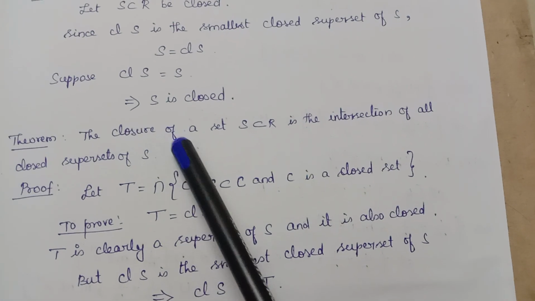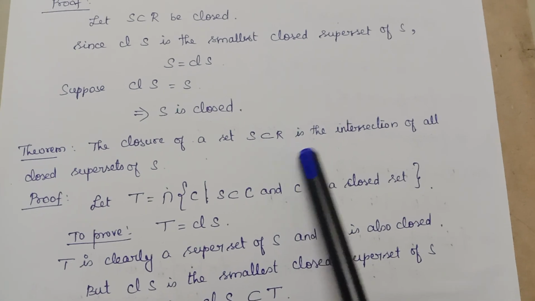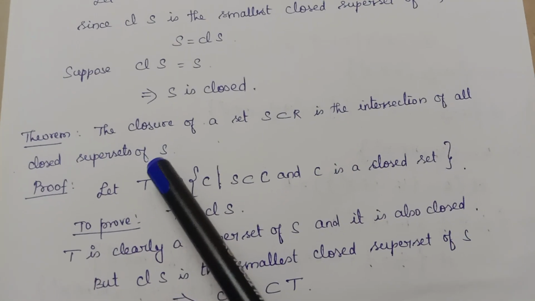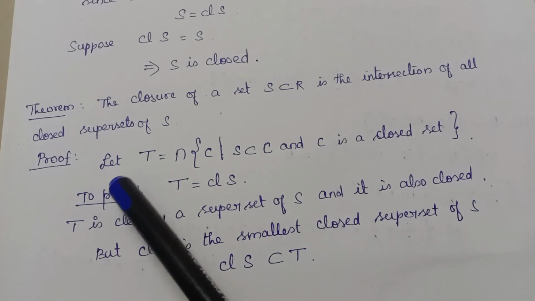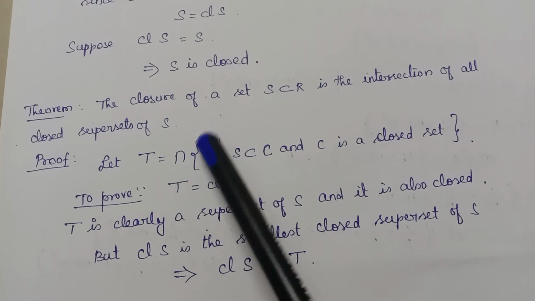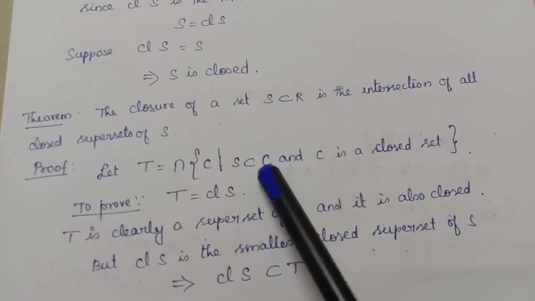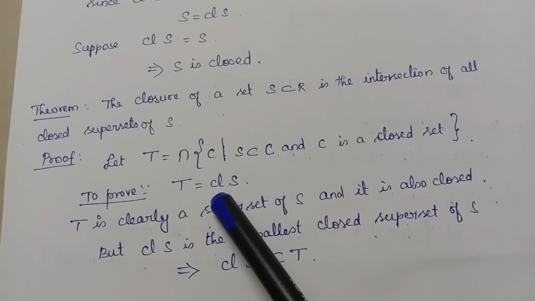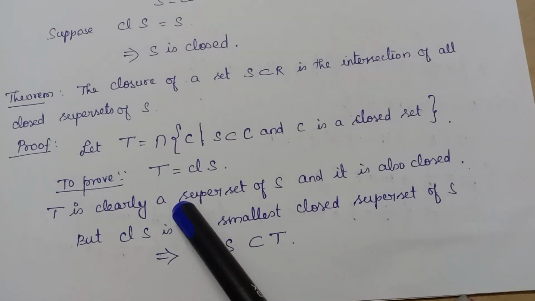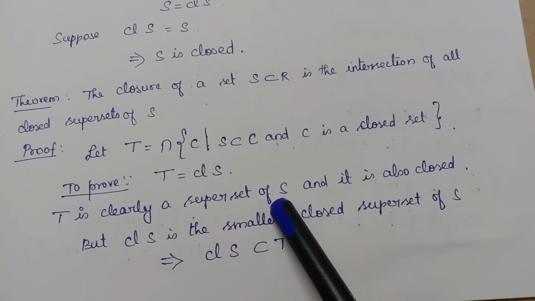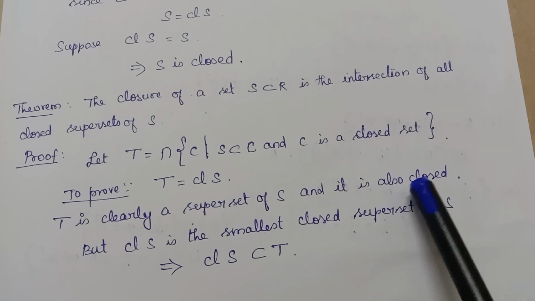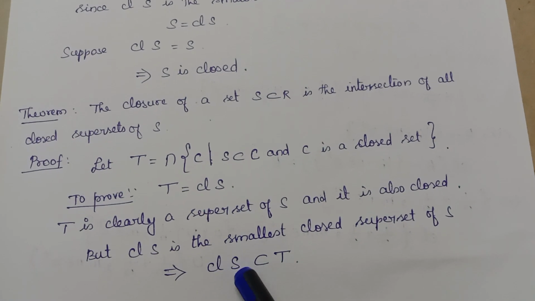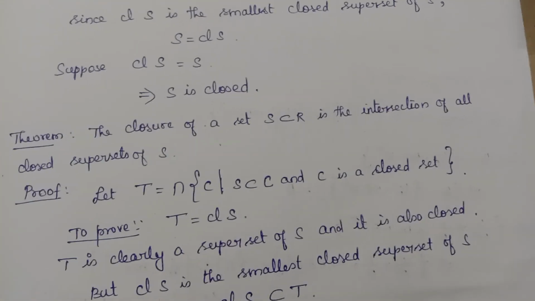Next theorem: the closure of a set S contained in R is the intersection of all closed supersets of S. Okay, so intersection of all closed supersets. Let T denote the intersection of all C, where C is a closed superset of S. I want to prove T equals closure of S. See, T is obviously a superset of S, and it is also closed. But what we know, closure of S is the smallest closed superset. Therefore, closure of S is contained in T.